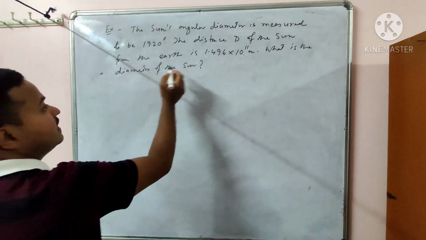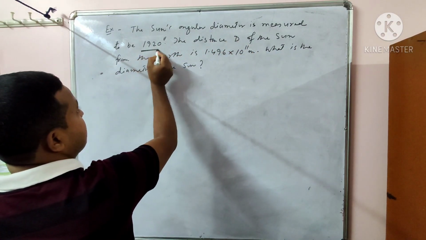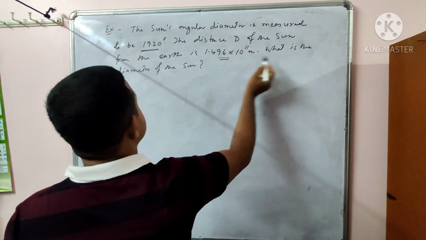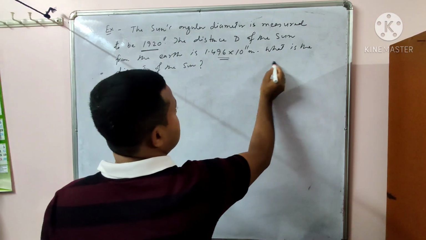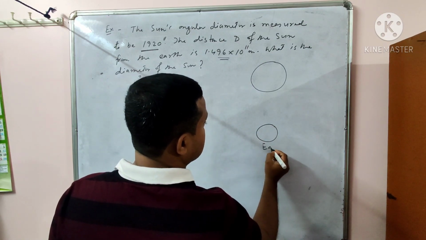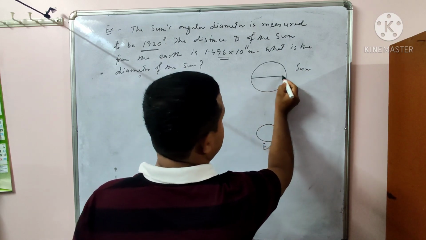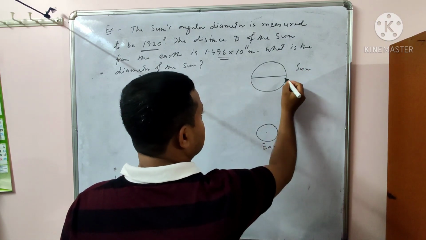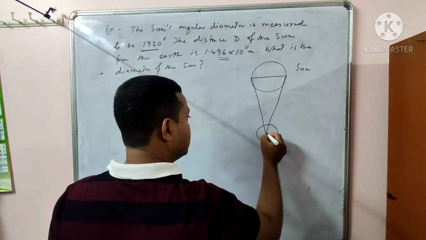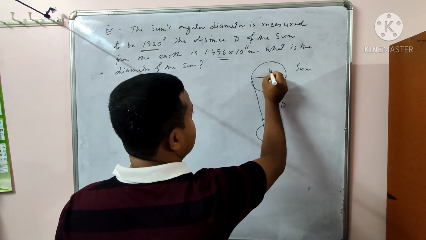So here you see theta. The sun's angular diameter is measured, and the distance of the sun from the earth is given. What is the diameter of the sun? Suppose this is the earth and this is the sun. This is the diameter of the sun. The angular diameter is given, that means how much angle it makes with the earth. So this is theta, this distance is d, and this is b.